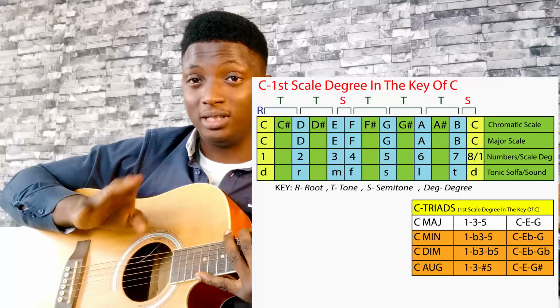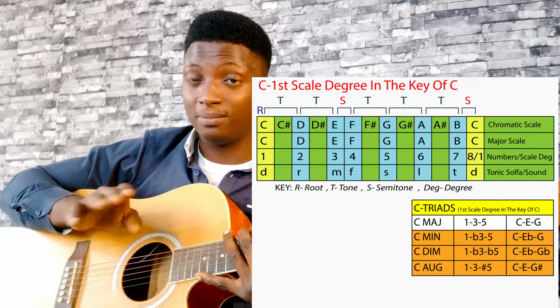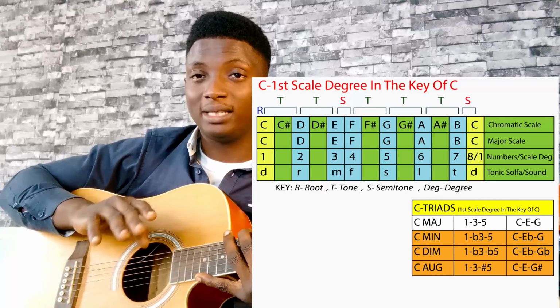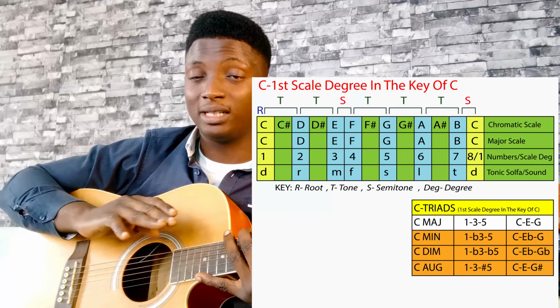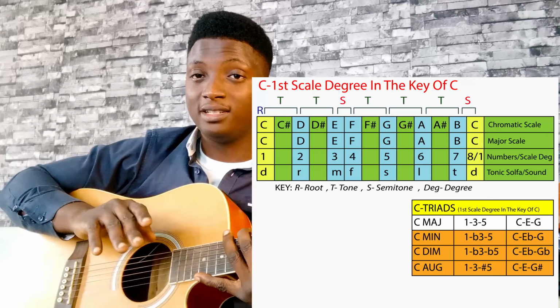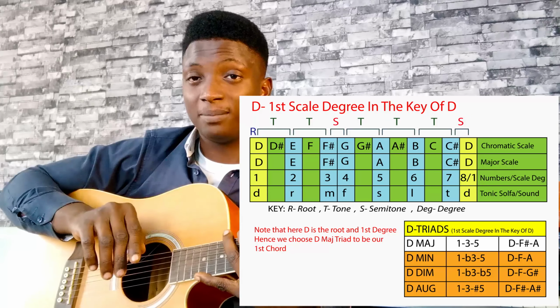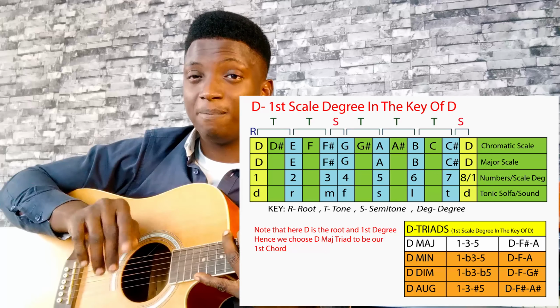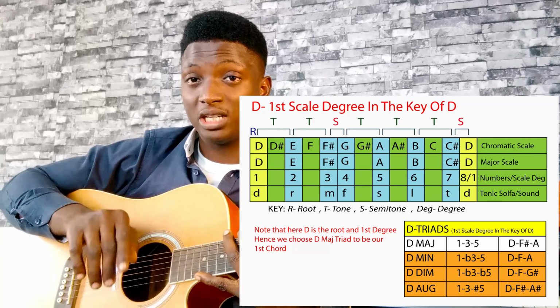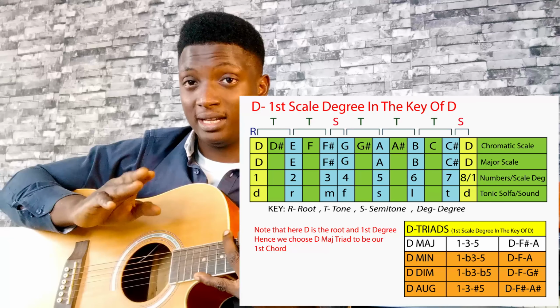And for your assignment, you want to do the same thing. I did it in the key of C. I wrote out all my scale degrees in the key of C. You want to do the same thing for C sharp, D, D sharp, E. So, for instance, in the key of D, write out the D major scale: D, E, F sharp, G, A, B, C sharp, and D. So these are the 7 degrees.